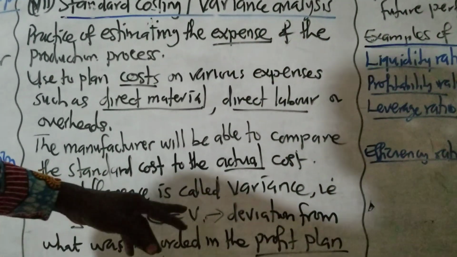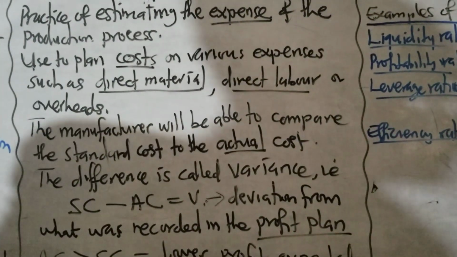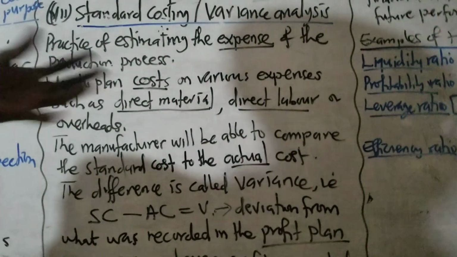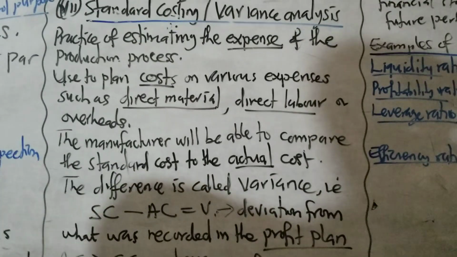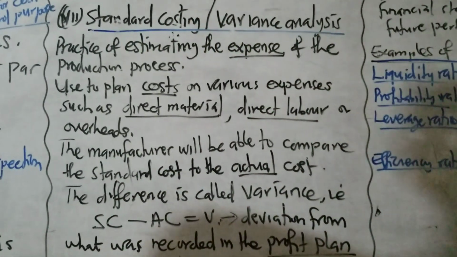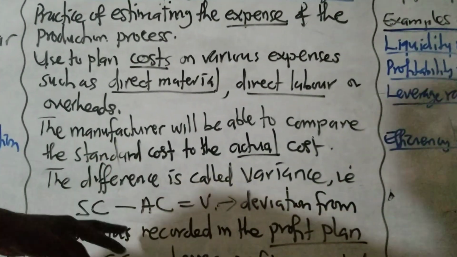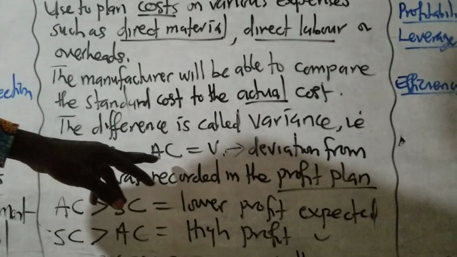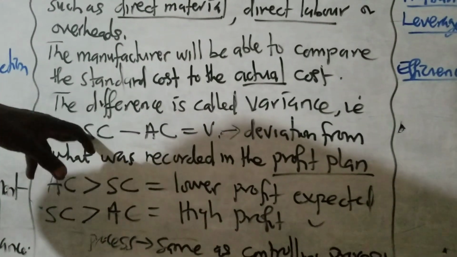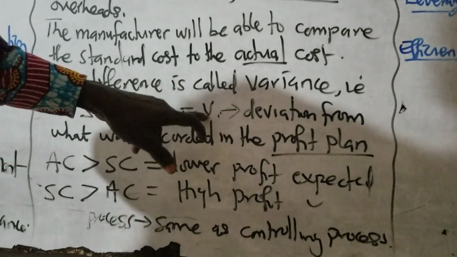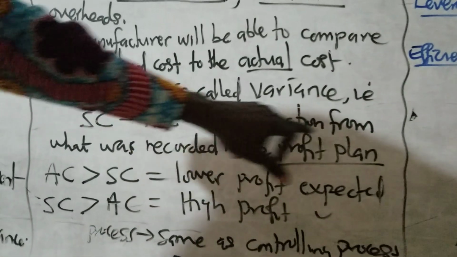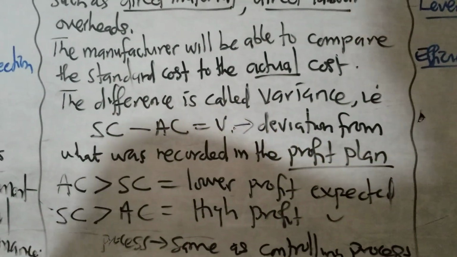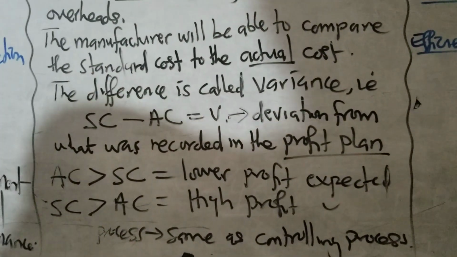The difference is called variance. So in mathematics, when you are doing statistics, you know what variance is all about. Standard deviation and all those things. So what is it? If you have your standard cost, then you deduct the actual cost from the standard cost. The difference will give you the variance, and the variance is a deviation from what was recorded in the profit plan. The variance will be deviation.